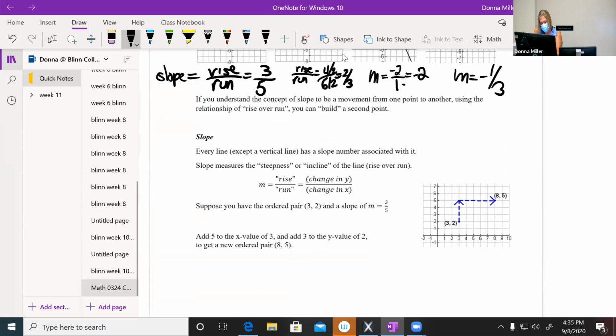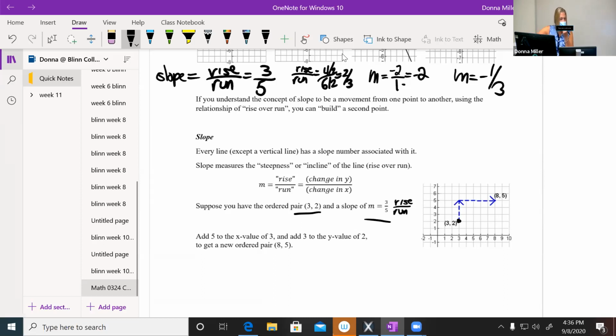So let's take a look at this example. Let's say I know the line passes through the point (3, 2), and I know that the slope is 3/5. So what you can do is plot the point, so x is 3, y is 2. And then we're going to use the slope to find the next point. The rise would be 3. Remember, this is rise over run. So the rise is 3 and the run is 5.